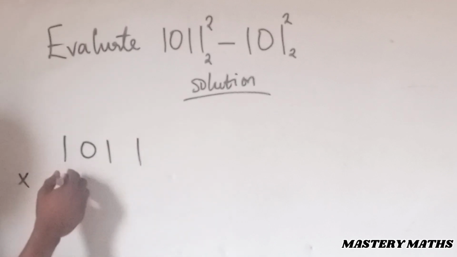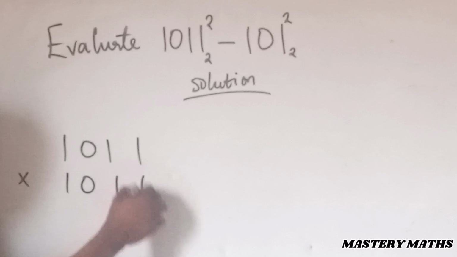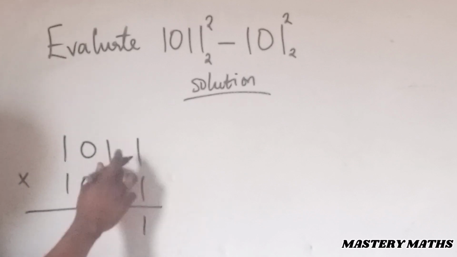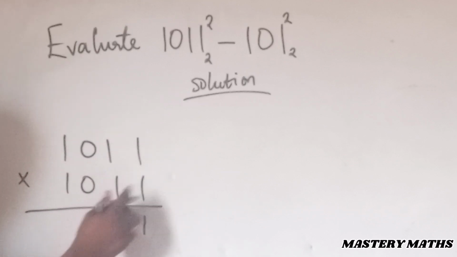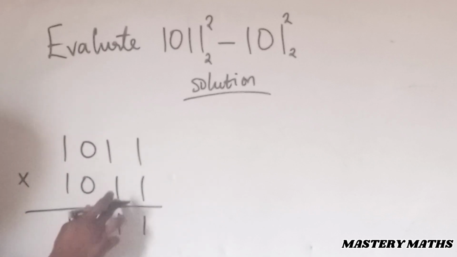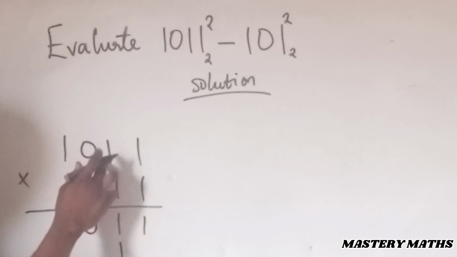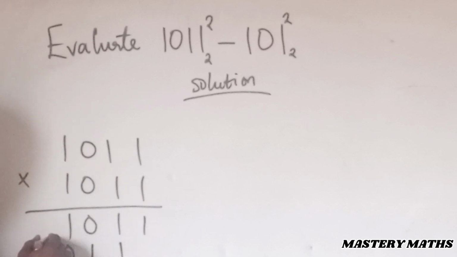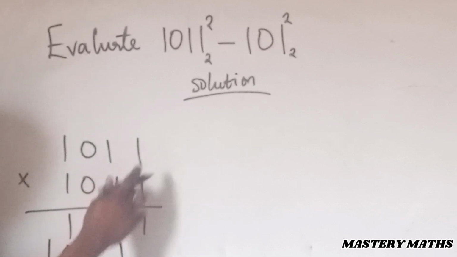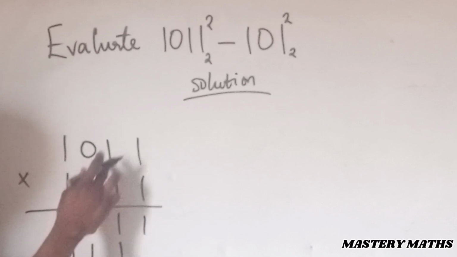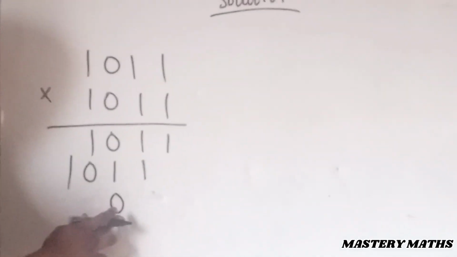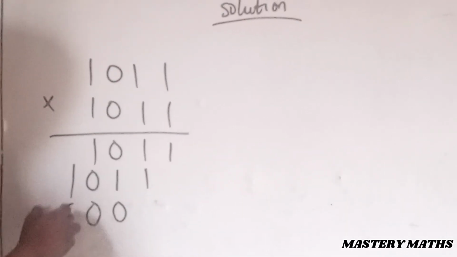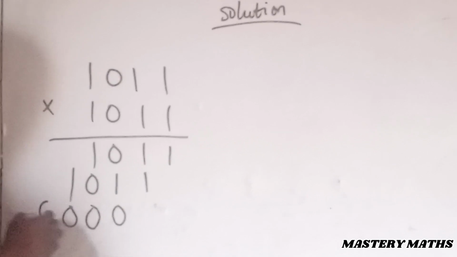1011 times 1011. We multiply. 1 times 1 is 1, 1 times 1 is 1, 1 times 0, 0, 1 times 1 is 1. 1 times 1 is 1, 1 times 1 is 1, 1 times 0 is 0, 1 times 1 is 1. 0 times 0 is 0, 0 times 1 is 0, 0 times 1 is 0, 0 times 0 is 0, 0 times 1 is 0.